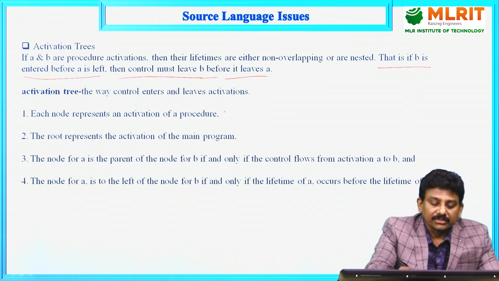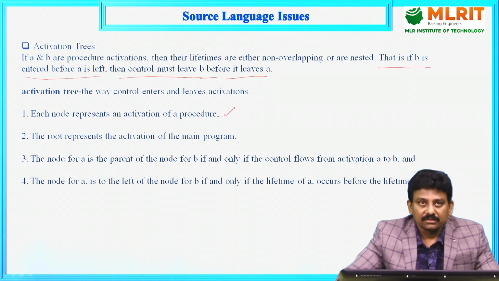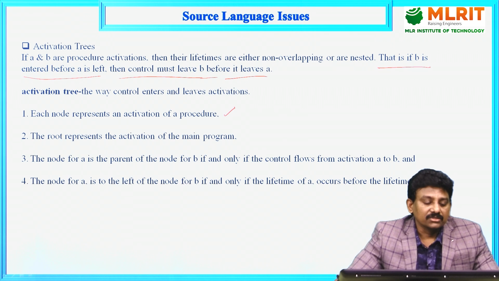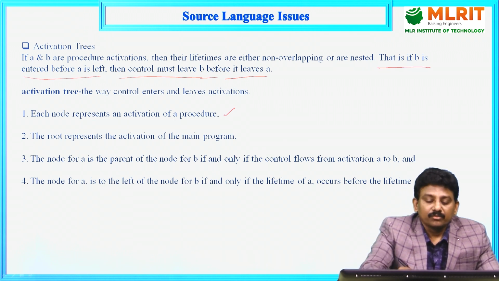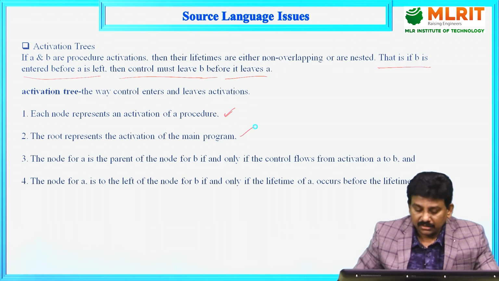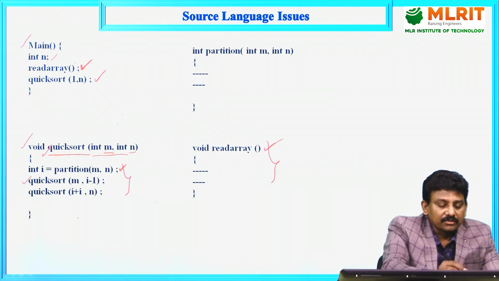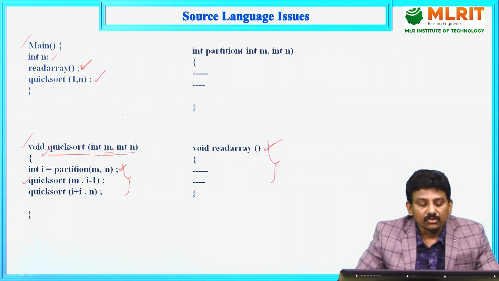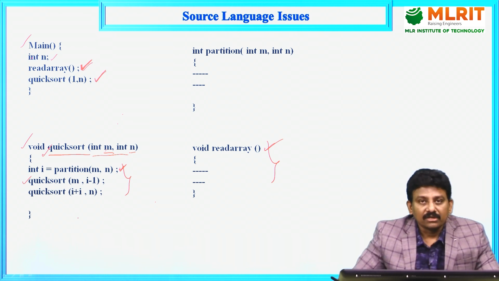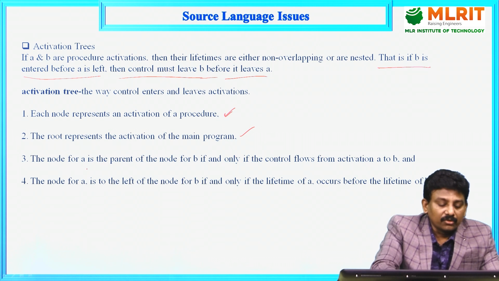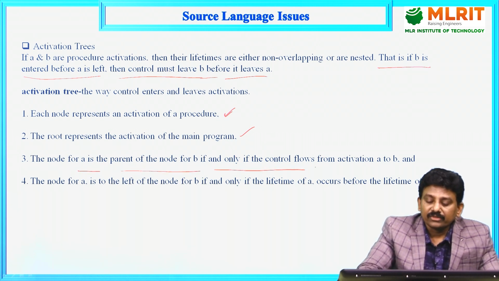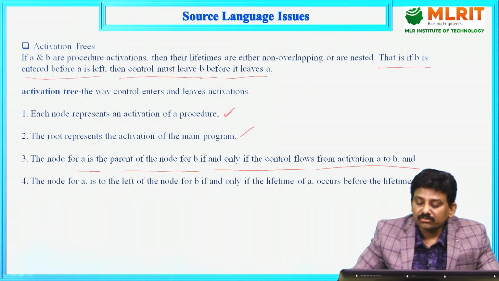Each node represents an activation of a procedure. There is a tree having a root node, internal nodes and leaf nodes. The root node represents the activation of the main program. In the previous quicksort program, the main program is the root node of the tree, and read array and quicksort(1, n) are the children. The node for A is the parent node for B if and only if control flows from activation A to activation B.